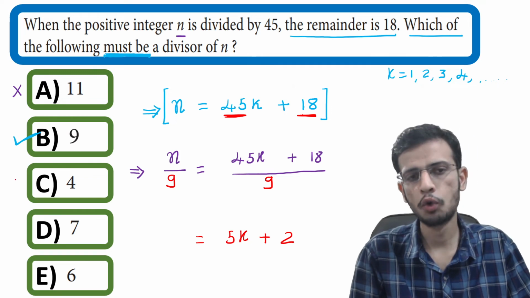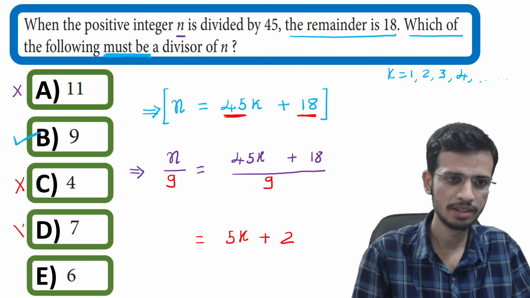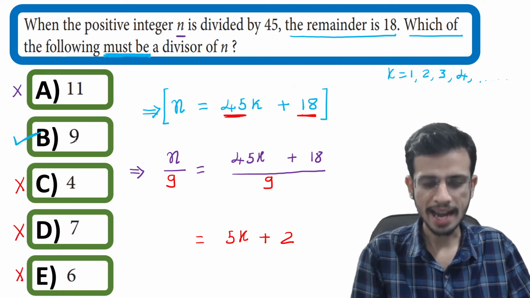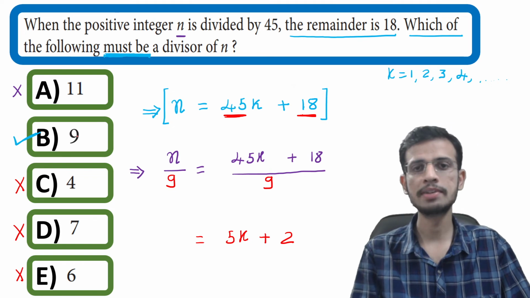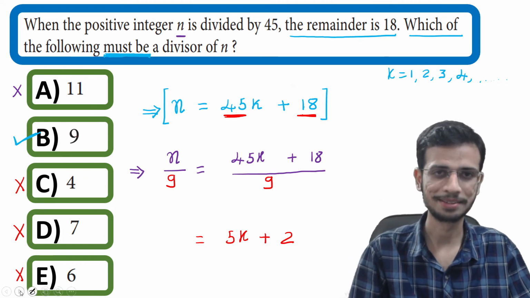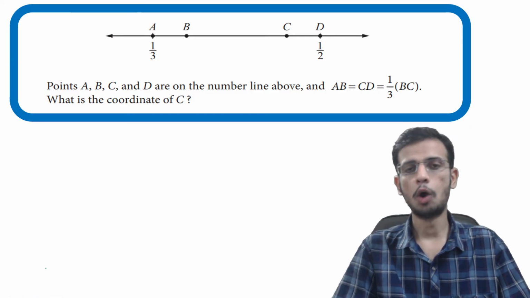If you see option C, then 45 is not a multiple of 4, right? 45 is not a multiple of 7. 45 is not a multiple of 6. But 9 is the only available option which is a multiple of both 45 and 18. That's why option B is correct. So let's move on to the next question on your screen.